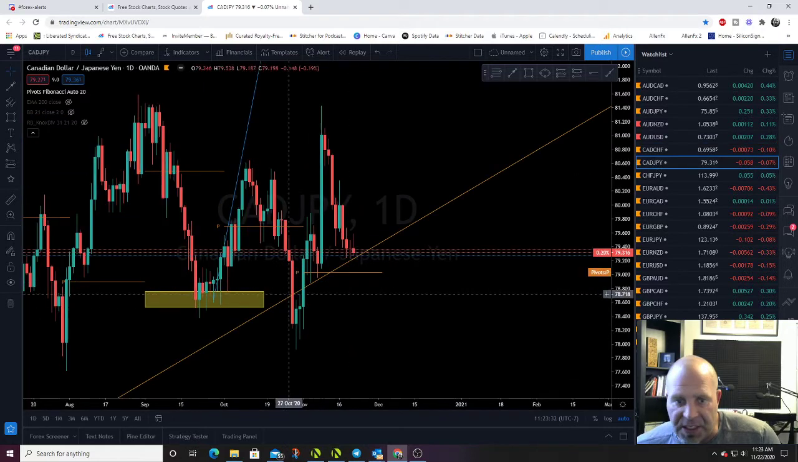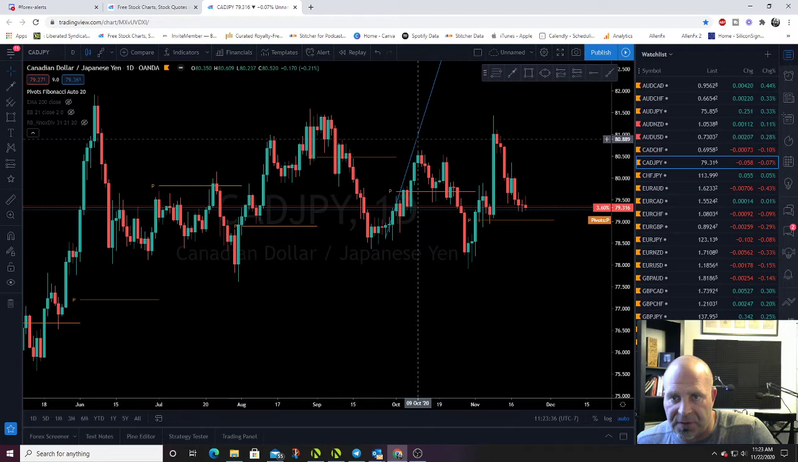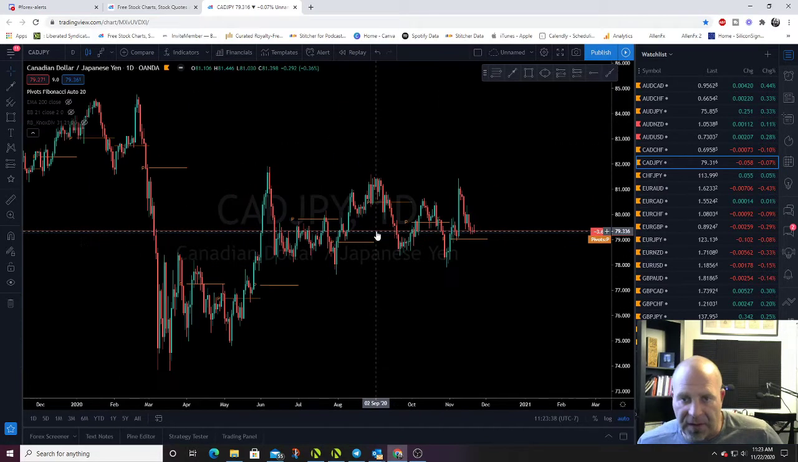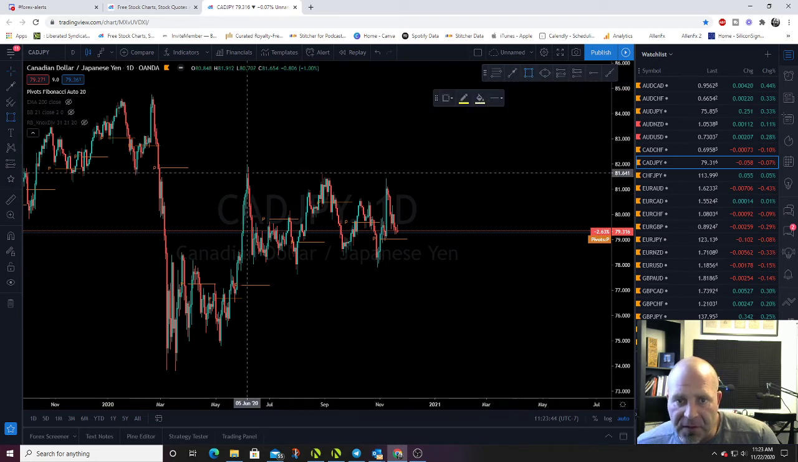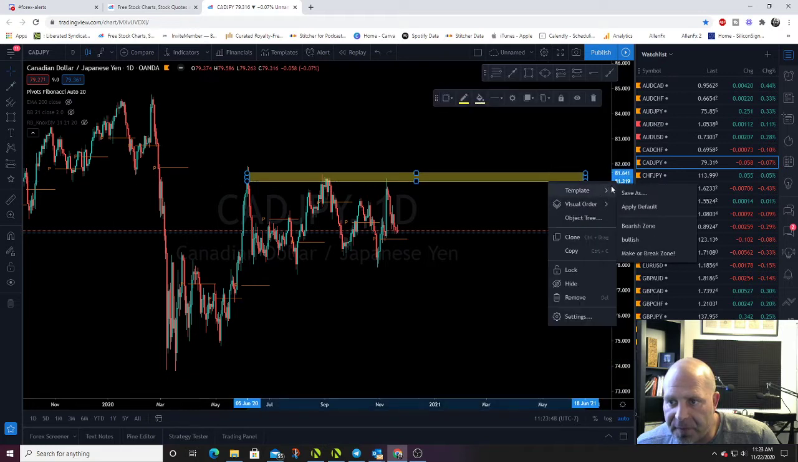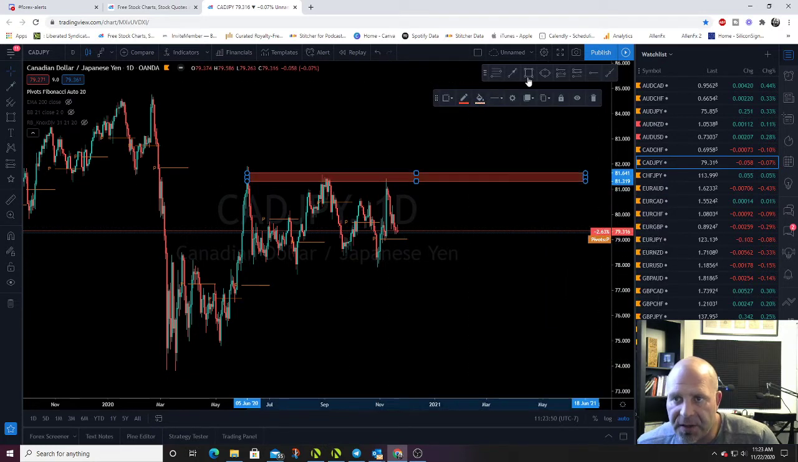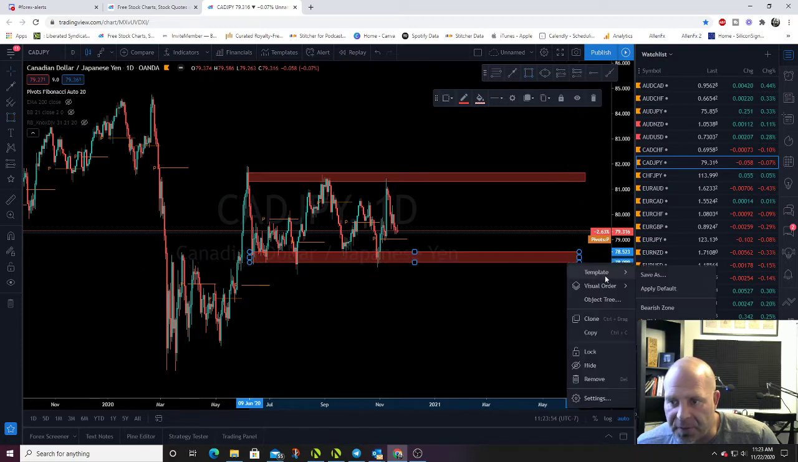Canadian dollar, JPY. Let's get rid of some of this old stuff. Like I said, guys, I took a few weeks off. We are definitely sideways, so we're going to want to play off this as bearish. Let's just throw this in there as our bullish.